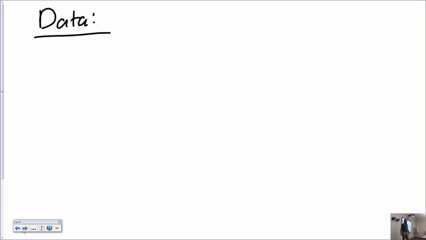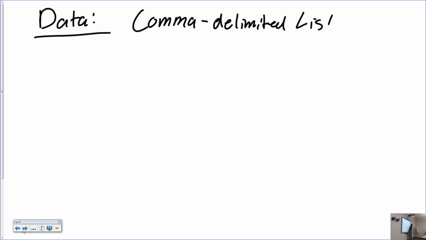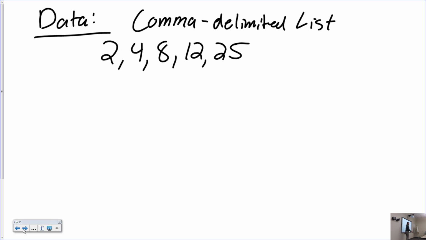Who needs to know how to count? So normally, folks, when you get data, data shows up in what we call a comma-delimited list. Why is it a comma-delimited list? Because the list of numbers are separated by a comma, right? So you've got stuff like 2, 4, 8, 12, 25, right? Comma-delimited list of data.